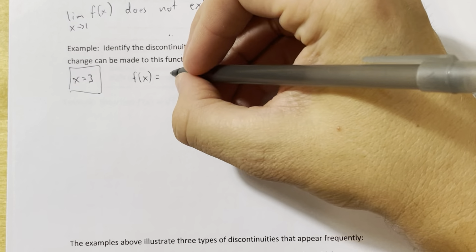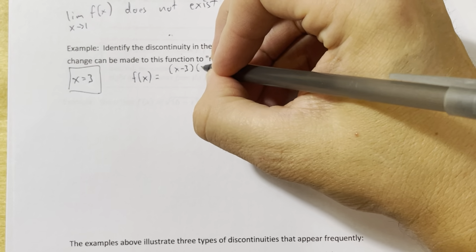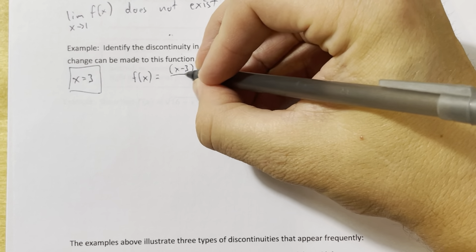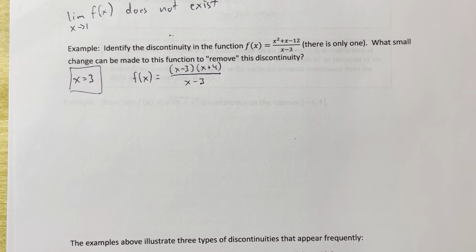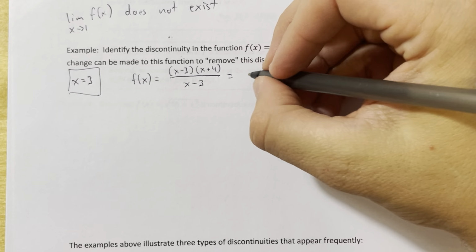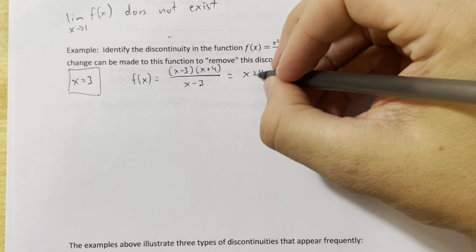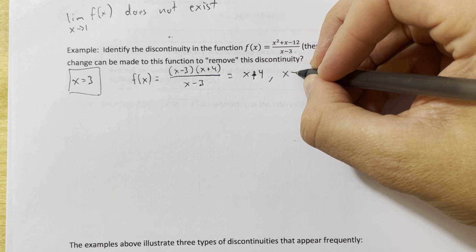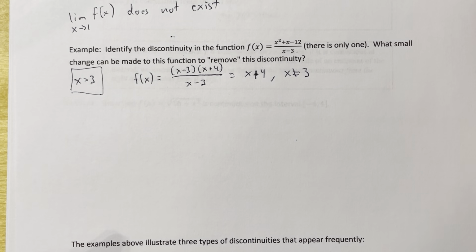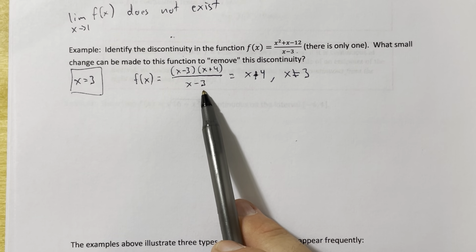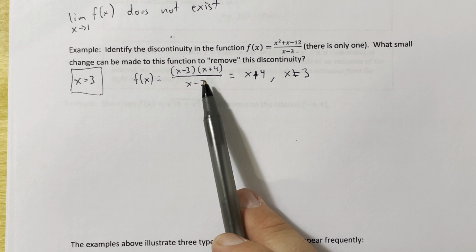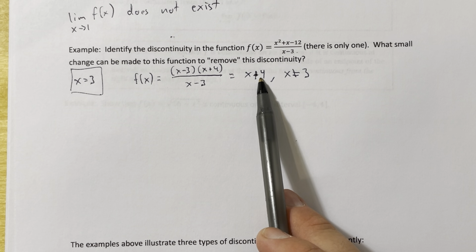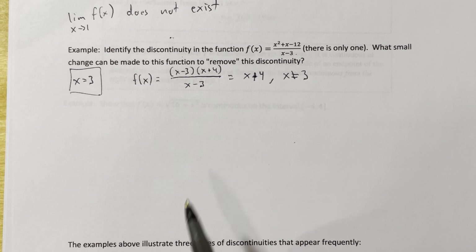So f of x is equal to x squared plus x minus 12 over x minus 3. I can factor that. That's equal to x minus 3 times x plus 4 over x minus 3. And notice we get cancellation, x plus 4. But remember, it's not just x plus 4. It's x plus 4 provided that x is not equal to 3. And remember, that's because in the original function, 3 was not in the domain. So if we simplify this, we get an expression that's linear, and linear functions are defined everywhere. So we have to add the exception that x is not equal to 3.